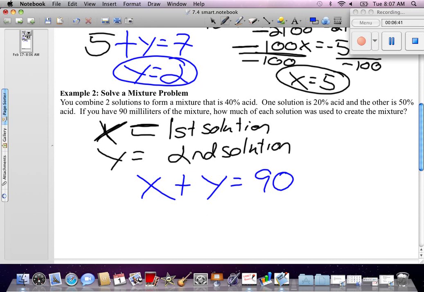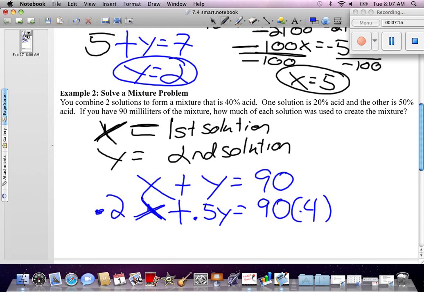Okay. How much acid was in the first solution? 40%. So I take 0.4x. 40% is the same thing as 0.4, right? How much was in the second solution? Oh, no, not 40%. 40% was the total. 20% was in solution 1. How much was in solution 2? 50. So 0.5. And then I know my total is 90, but I'm going to multiply that by 0.4 so I know how much acid is in it.